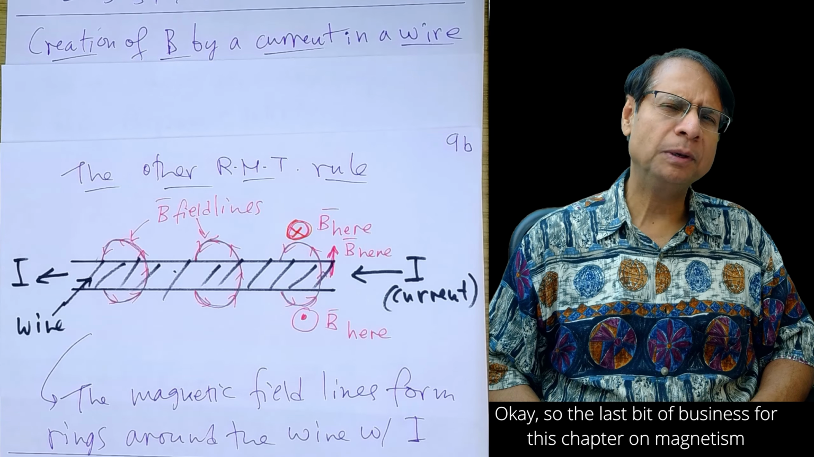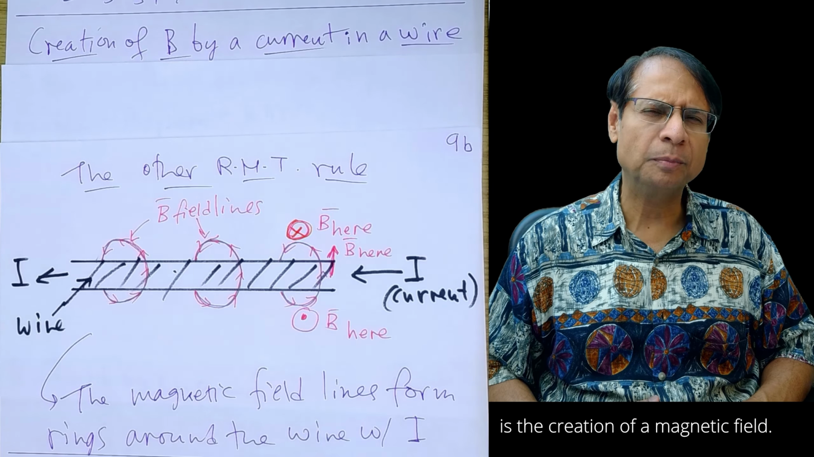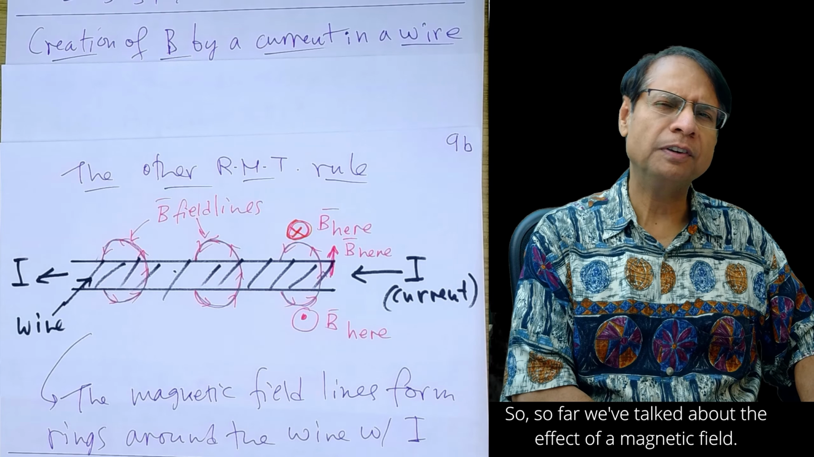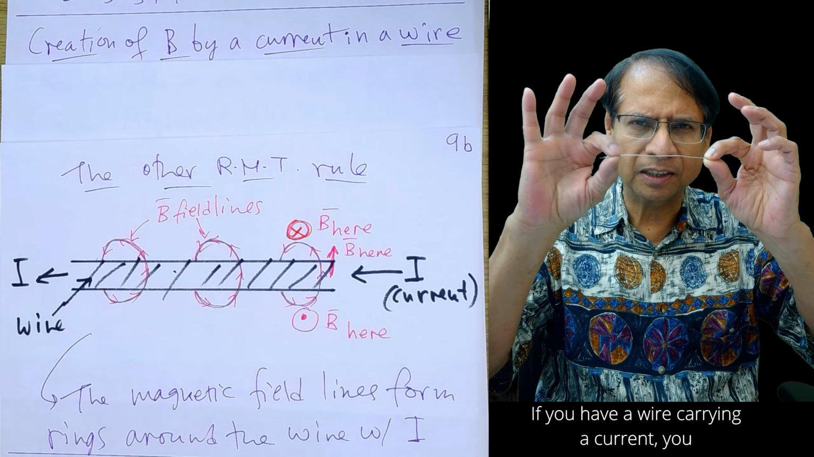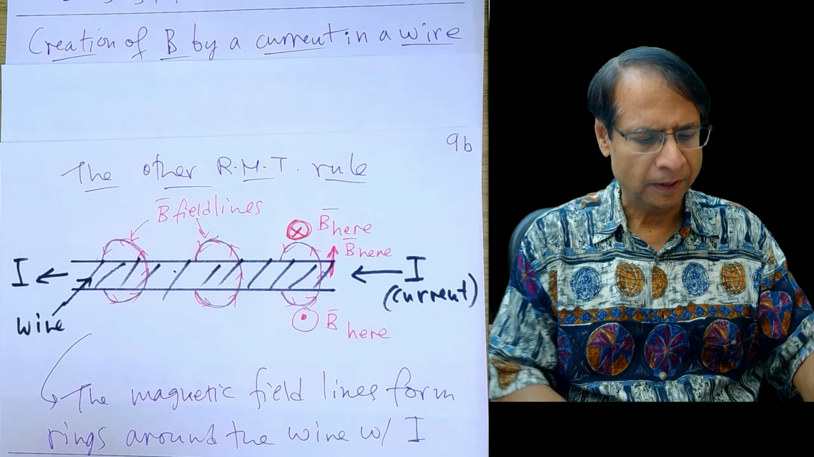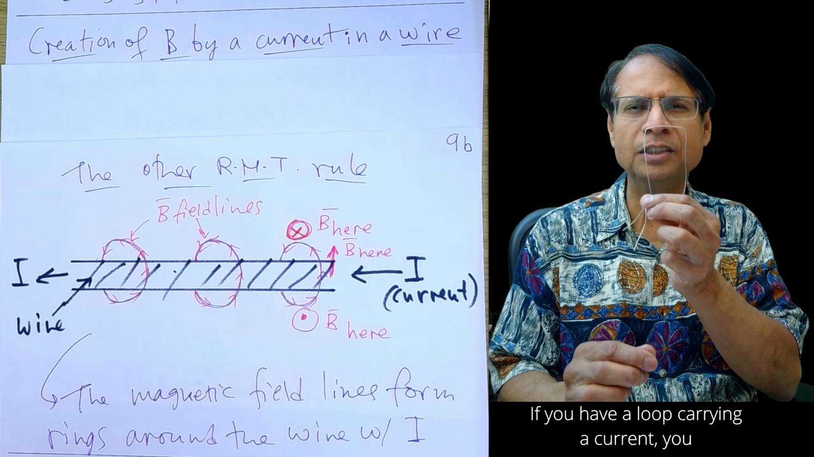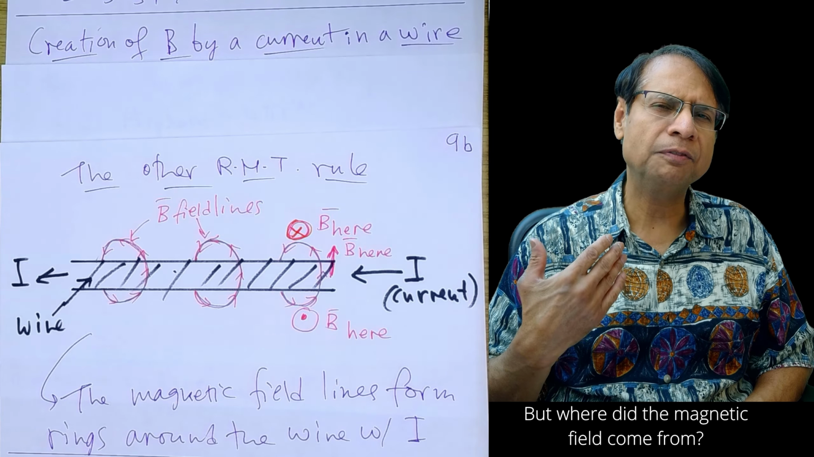Okay, so the last bit of business for this chapter on magnetism is the creation of a magnetic field. So far we've talked about the effect of a magnetic field. If you have a wire carrying a current and you put it in a magnetic field, it feels a force. If you have a loop carrying a current and you put it in a magnetic field, it feels a torque. But where did the magnetic field come from?